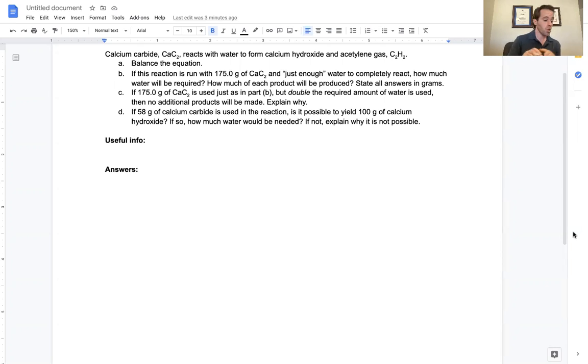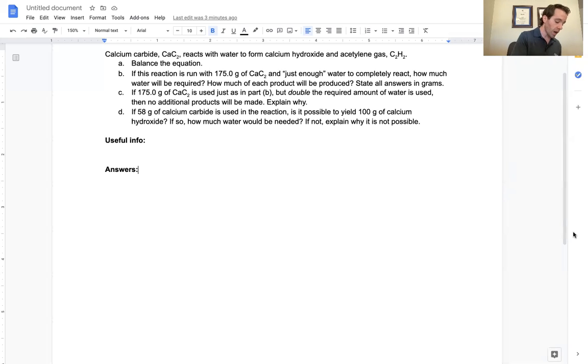Let's get started. We've got calcium carbide, which reacts with water to form calcium hydroxide and acetylene gas. The first step is to balance the equation. You can't do anything here unless you have a balanced equation, because that tells you, like, this many moles of this to this many moles of this. Thankfully, this equation is going to be pretty easy to get.